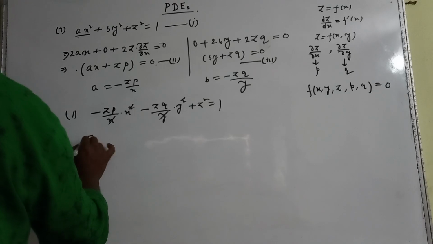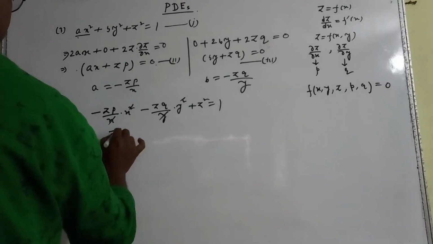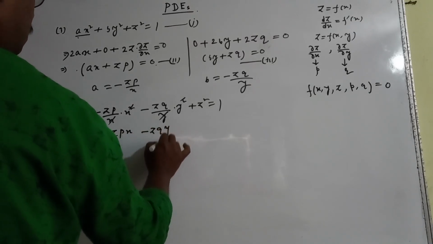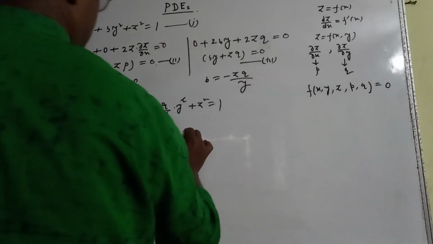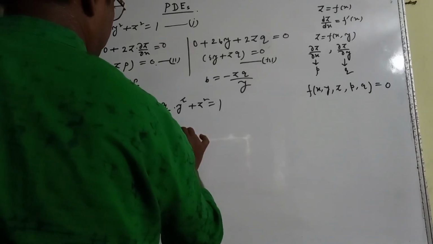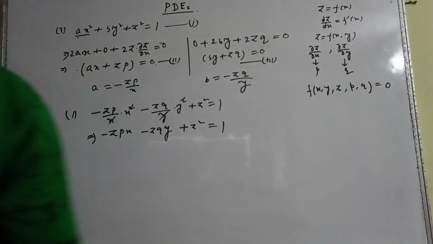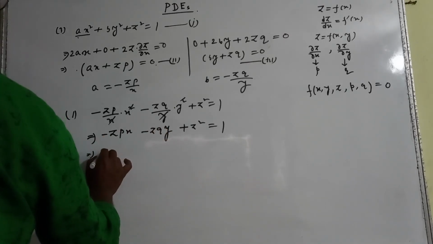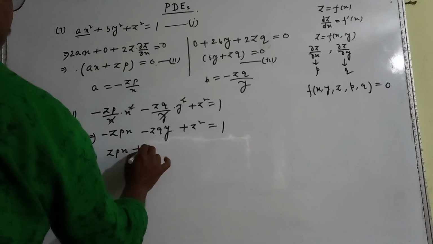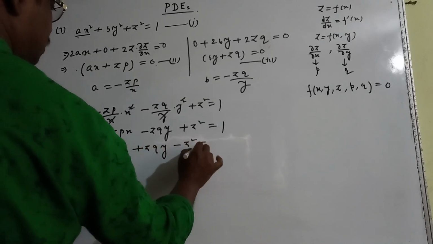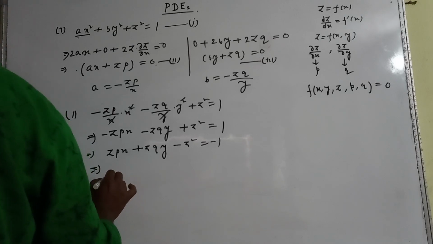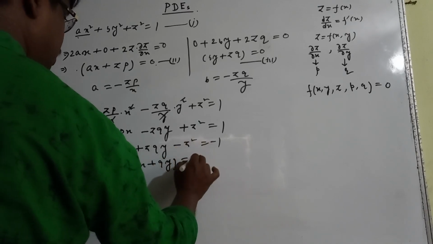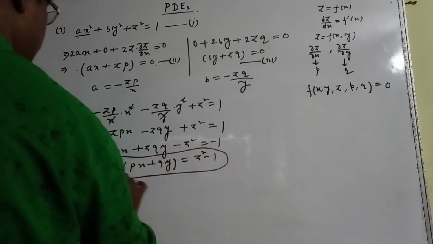Then it will be minus, take common as zpx minus zqy plus z square equal to 1. Multiplying by minus 1 on both sides, then it will be zpx plus zqy minus z square equals to minus 1. Then take z common: z times px plus qy equals z square minus 1. This is the required differential equation.